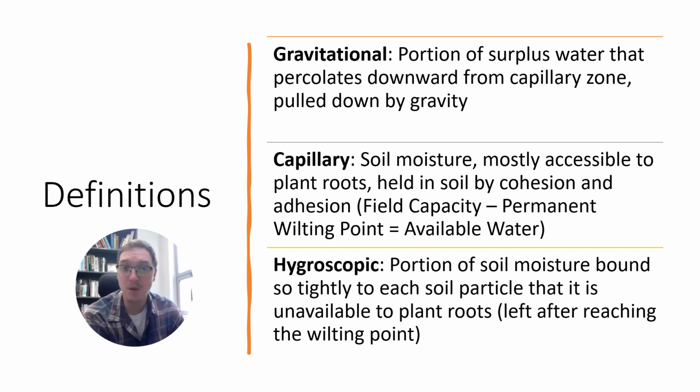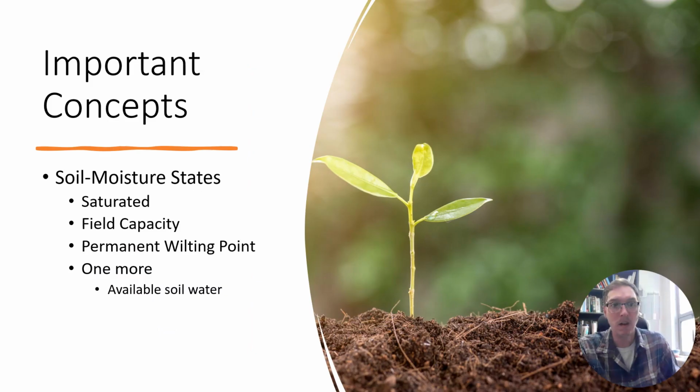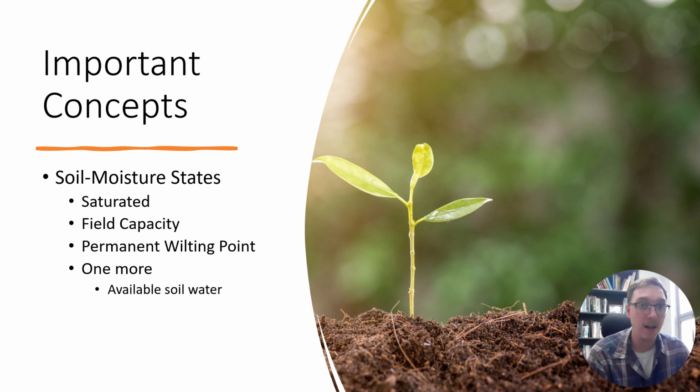And then you've got your hygroscopic forces. This is the portion of soil moisture bound so tightly to each soil particle that it is unavailable to plant roots. This is left after reaching the wilting point. So we have our three states: our saturated state, our field capacity state, and our permanent wilting point. There's one more thing we need to consider, and that's available soil water.